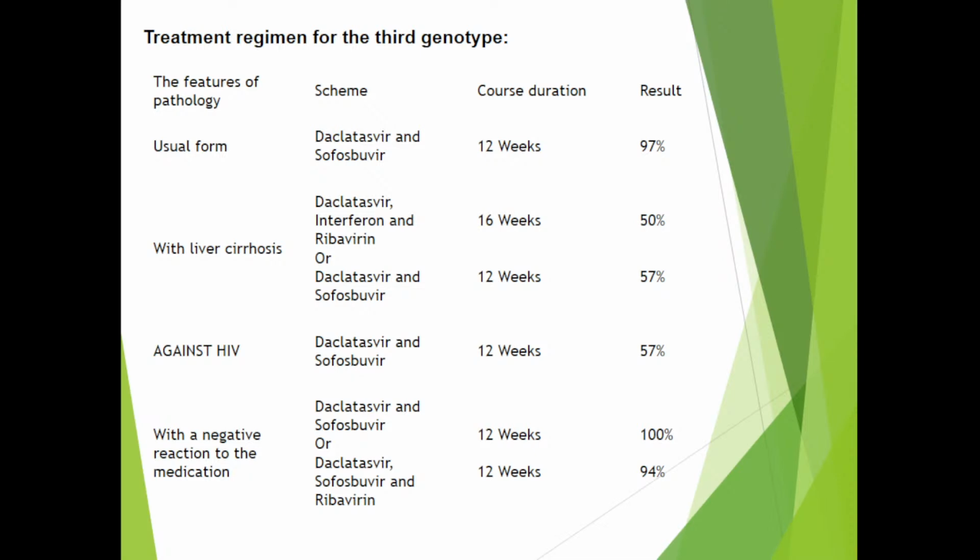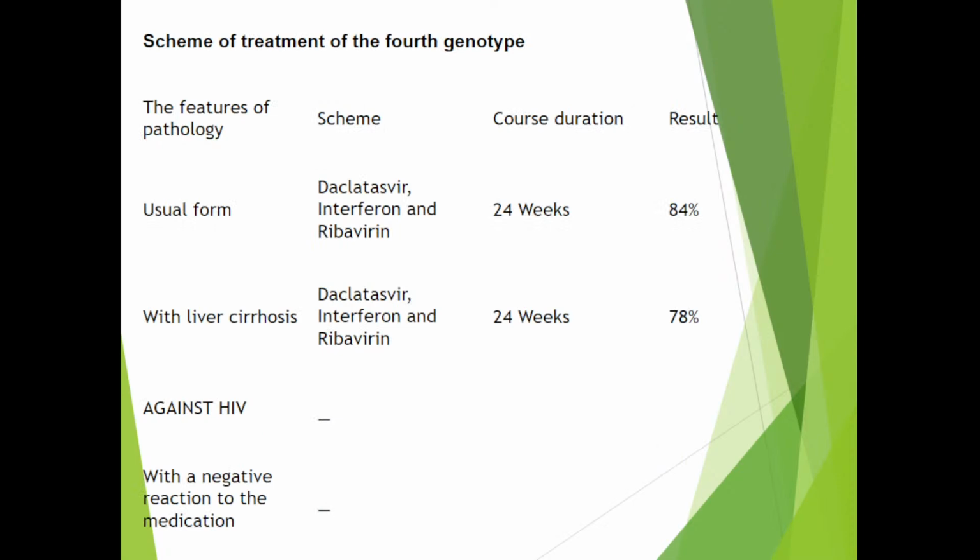You don't need to know all of this. Just you need to know that different genotypes are treated from 12 to 24 weeks, and usually it is daclatasvir and sofosbuvir. Interferon and ribavirin is still sometimes used, but usually in comorbid pathology or with a negative reaction to medication. That's what you need to know.